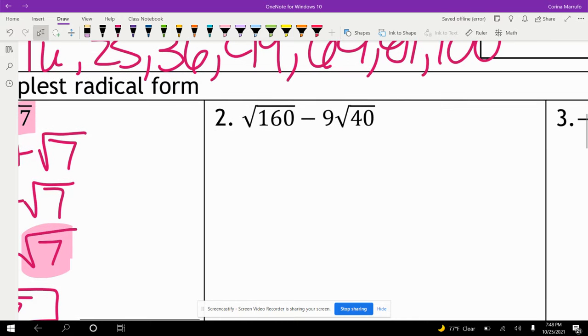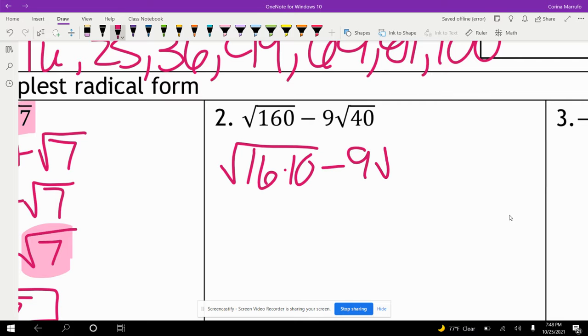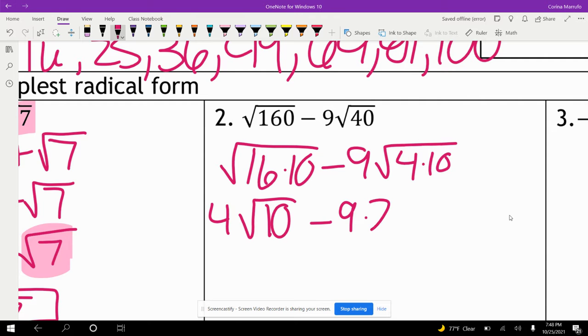Okay, here's the next one. We have the square root of 160. I know 16 times 10 gives me 160. So it's the square root of 16 times 10, minus 9 times the square root of 40, which is 4 times 10. The square root of 16 gives me 4, and the 10 is going to stay trapped in there. Minus, and the square root of 4 gives me 2, and the 10 stays trapped.